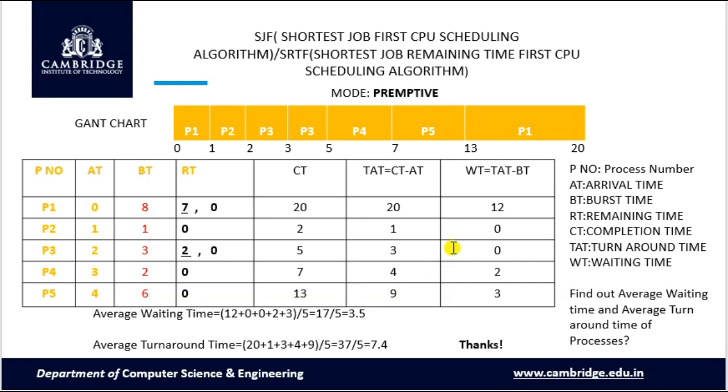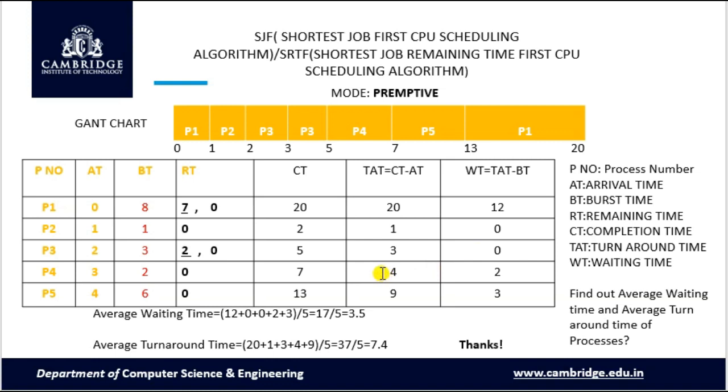Next, waiting time. Waiting time is found by this formula, turnaround time minus burst time of the individual process. Turnaround time of P1 is 20. Burst time of P1 is 8. 20 minus 8 is 12. Next, for P2, 1 is the turnaround time and 1 is the burst time. 1 minus 1 is 0. Next, turnaround time of P3 is 3 and the burst time is 3. 3 minus 3 is 0.